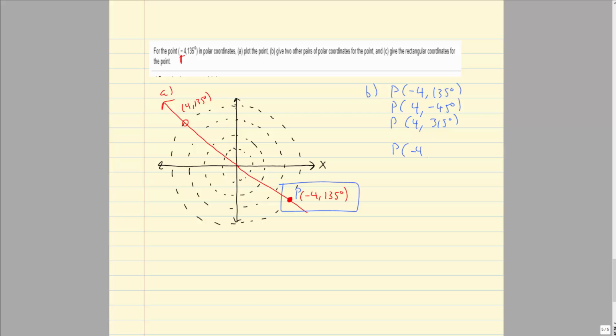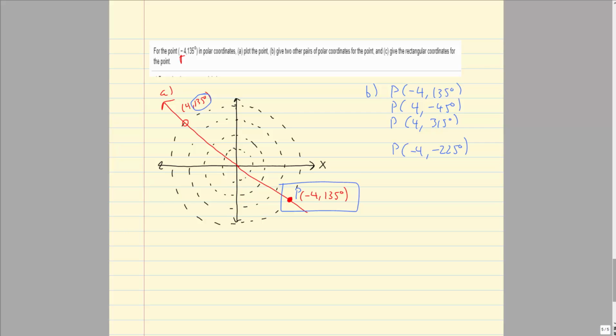Now I want to include one with a negative radius as well. So if I want to think about the negative radius, I'm going to have to think about how else I could get to this point. Well, this would be a -180. Another 45 degrees would be a -225. So that would be another way we could describe that point.